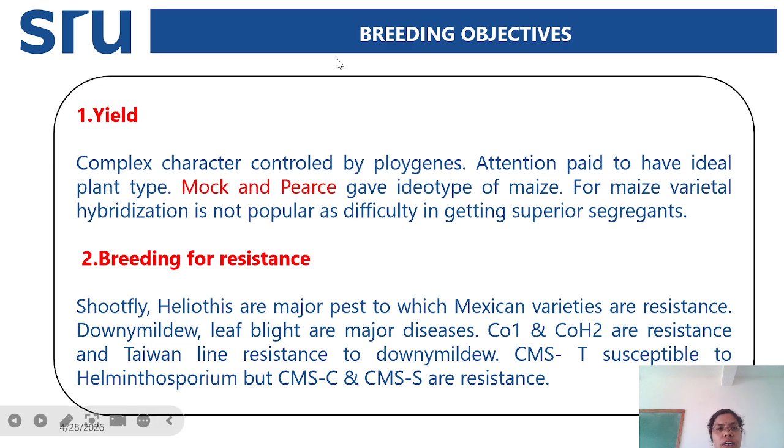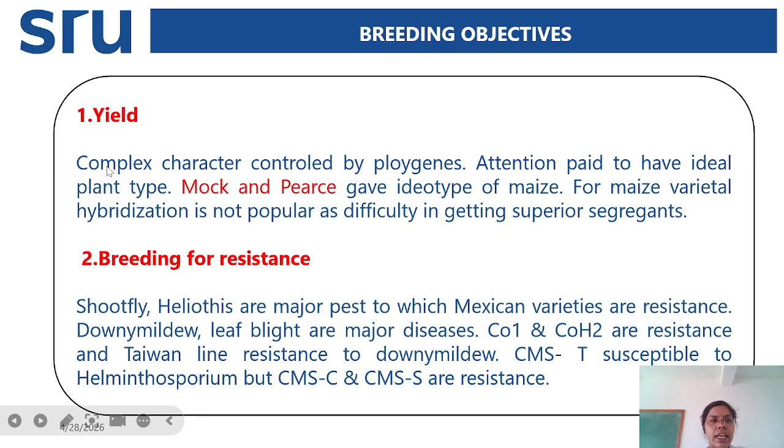Next, coming to the breeding objectives. In every breeding program and in every crop, yield is the most important character. Yield is also a complex character which is governed by polygenes. The ideal ideotype for maize was given by Mock and Pearce. Generally for maize, varietal hybridization is not popular because it is difficult to get superior segregants. So yield is a complex character governed by polygenes.